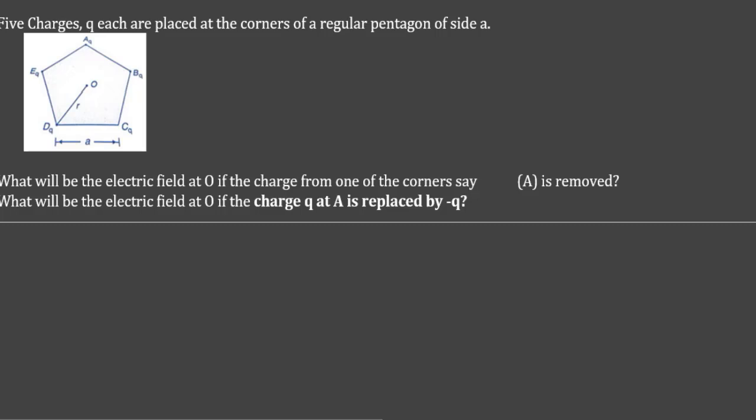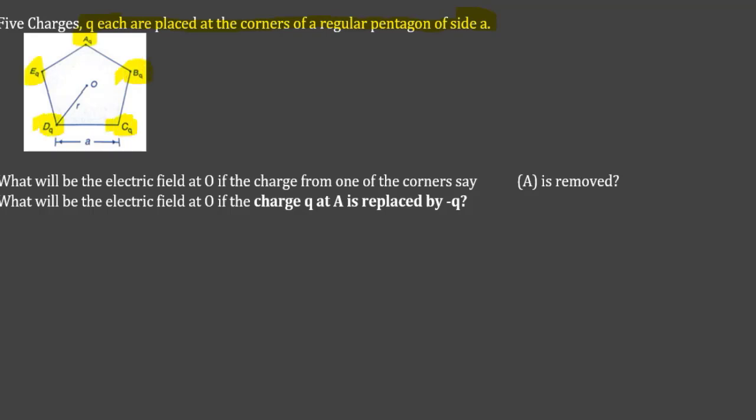So now we are moving to model number 13 based on the pentagon. Given 5 charges Q placed at the corners of a regular pentagon of side A. So A, Q, B like this given, side also A is given. The question is, what will be the electric field at O if the charge from one of the corners, say A, is removed.